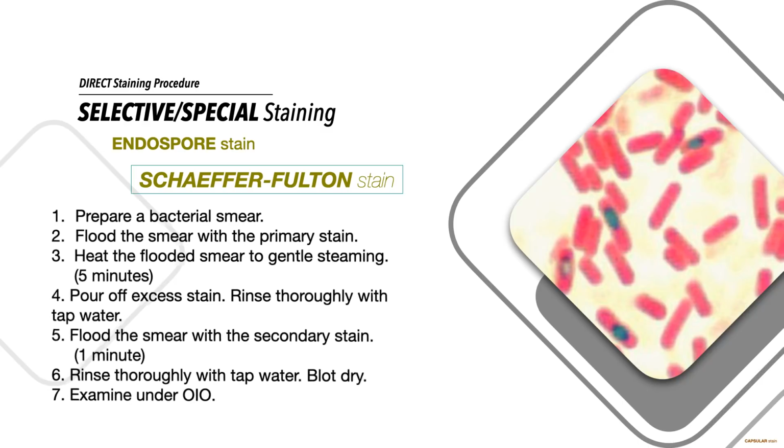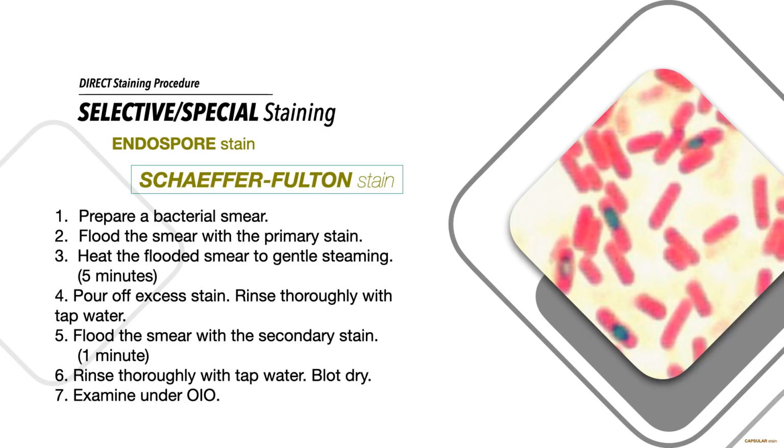Now, what do you do in the Schaefer-Fulton method, ma'am? First, you prepare a bacterial smear. Remember how you prepare a bacterial smear? Go back to our previous topic. After you've prepared your bacterial smear and dried it, you start with the staining. You flood the smear with the primary stain. What is the primary stain for Schaefer-Fulton, ma'am? That is your malachite green.